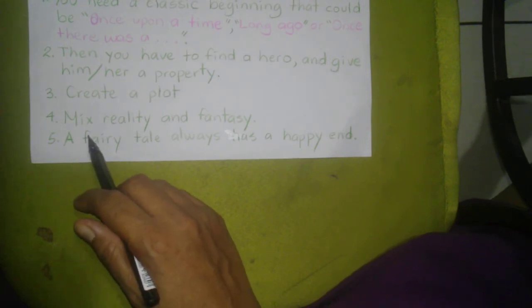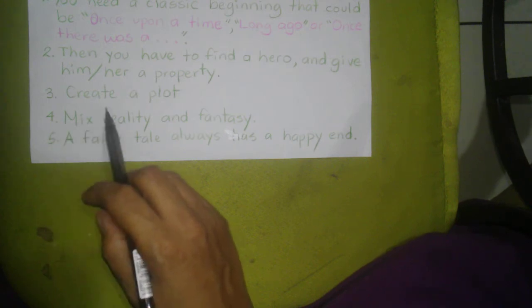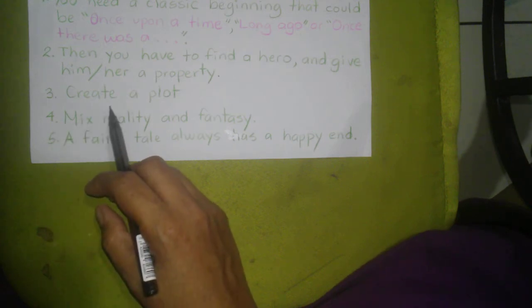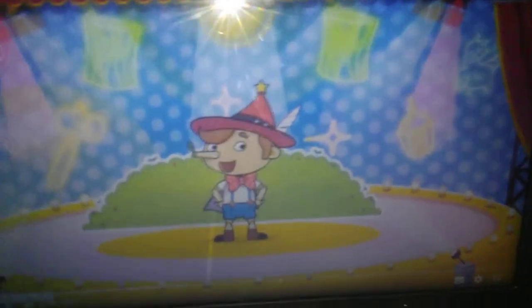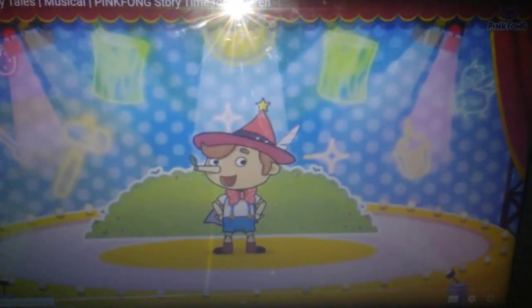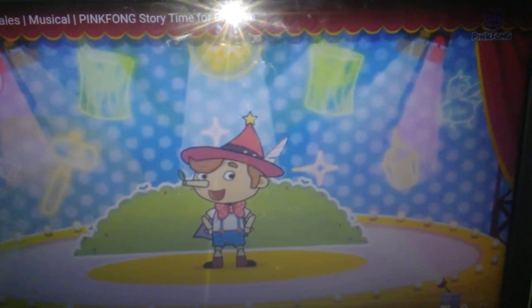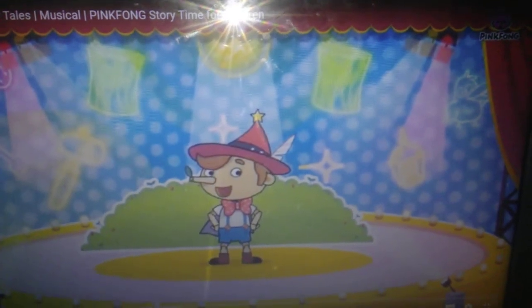It can change. Now, we are going to watch the video, okay, about the fairy tale Pinocchio. Okay, pay attention, please. Okay, let's start. Listen carefully.